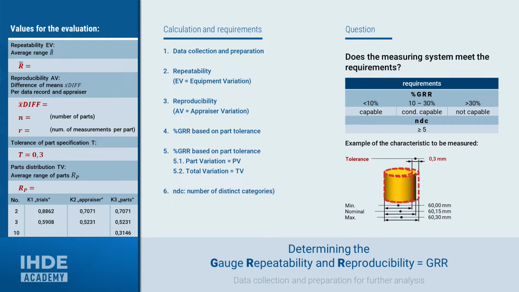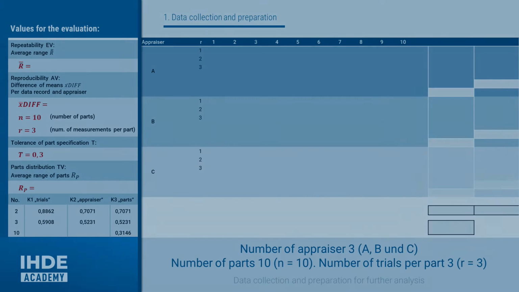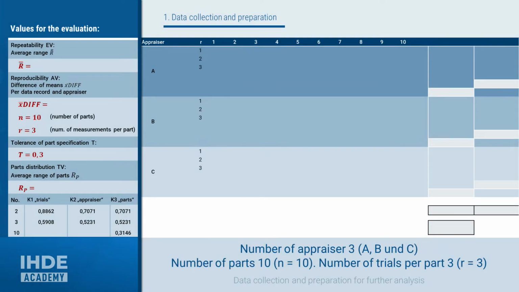Then the characteristic value %GRR is calculated again. However, this time it is assessed on the basis of the total part variance. Finally, the characteristic value NDC is calculated. NDC stands for number of distinct categories and also offers a way of assessing a measurement system. So let's get started with the data collection and processing.